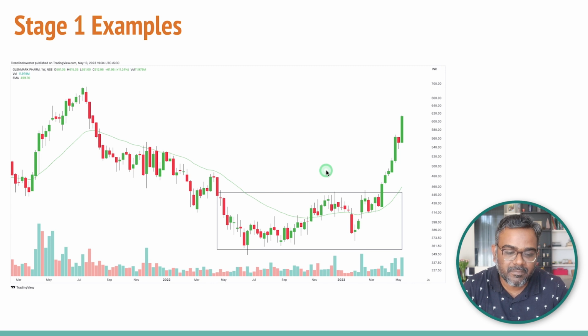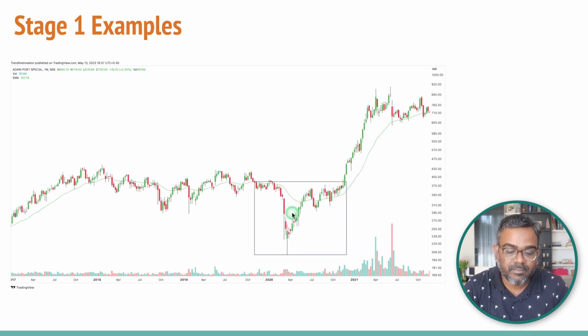So some examples here. This is a Glenmark Pharma chart, which has been in a downtrend. This is in 2023. Jan, Feb, March is when we had a breakout, but here we had a nice base. The stock was trending down, the EMA was also going down. Then it starts flattening out here, and then it starts rising again. And then we had a breakout here, along with volumes. Volumes started coming in. We had a nice breakout, and I will cover stage 2 separately. But here the point is to understand a stage 1 base. That's the example of Glenmark.